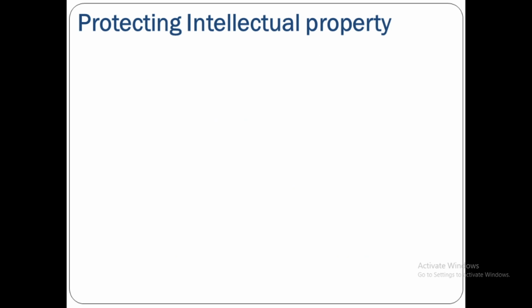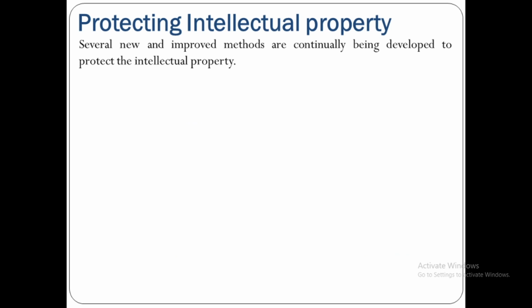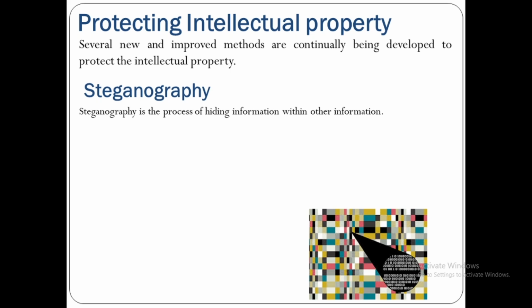Protecting intellectual property. Several new and improved methods are continually being developed to protect intellectual property. Among these, one is steganography. Steganography is the process of hiding information within other information. Remember the word, it can be asked in the objective. Hiding information within the other information. The information in the files, if not protected, can be used for any malicious purpose.